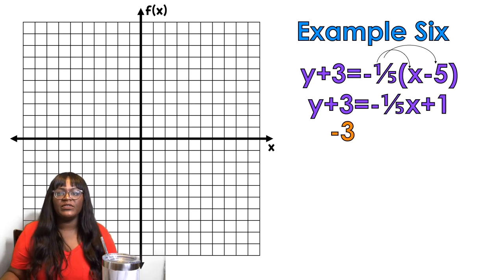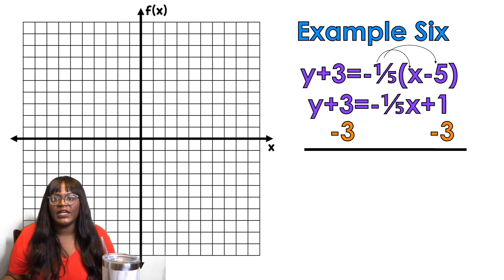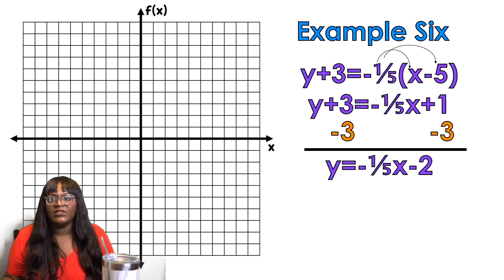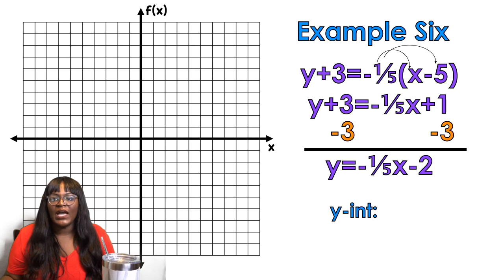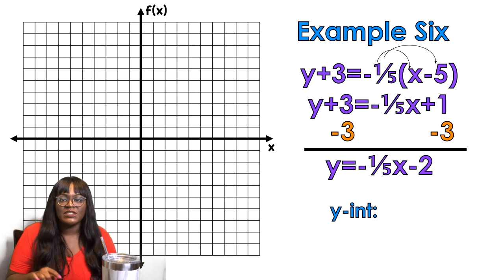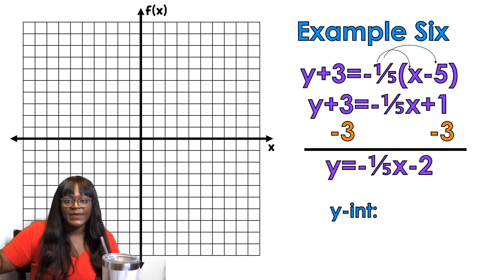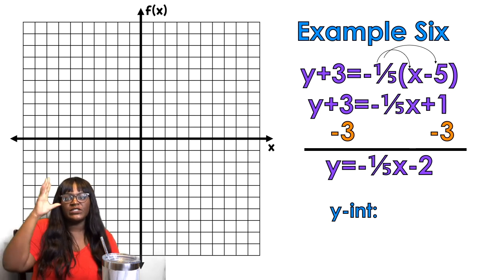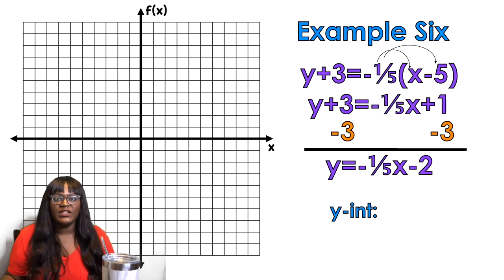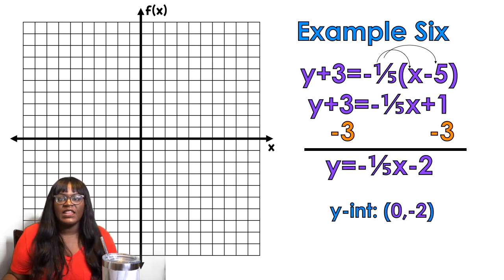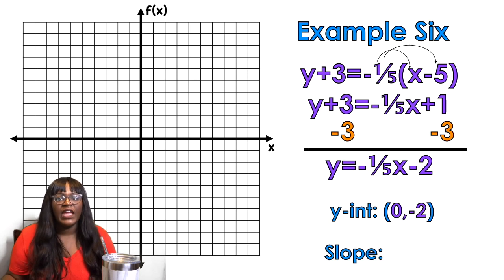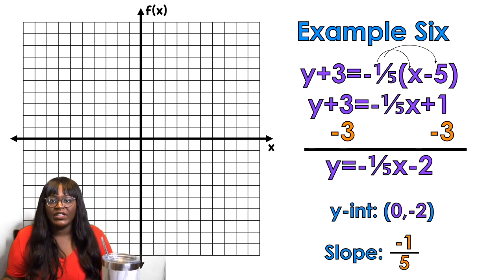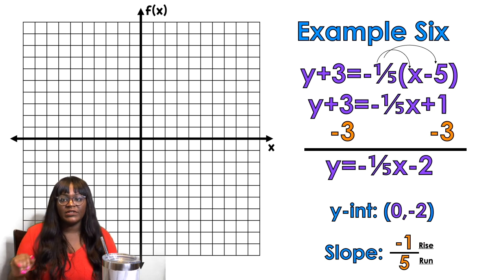Okay, now we're gonna get rid of the 3. So we're gonna subtract 3 from both sides. So y equals negative 1/5 x minus 2. Now that it's in slope-intercept form, y equals mx plus b, we are going to pick out the b, which is negative 2. And then we're going to pick out our slope, which is the m. So that's going to be negative 1/5. And we can start graphing, okay? Because now we know our rise and our run.